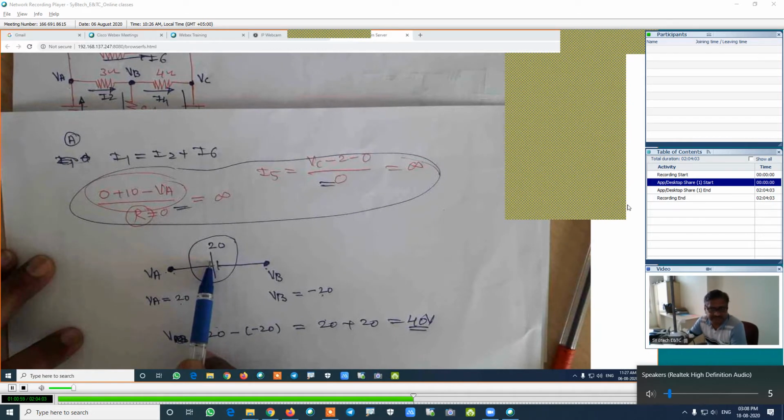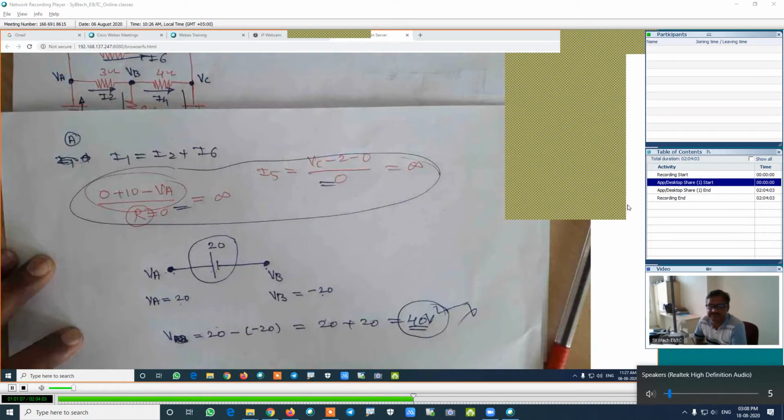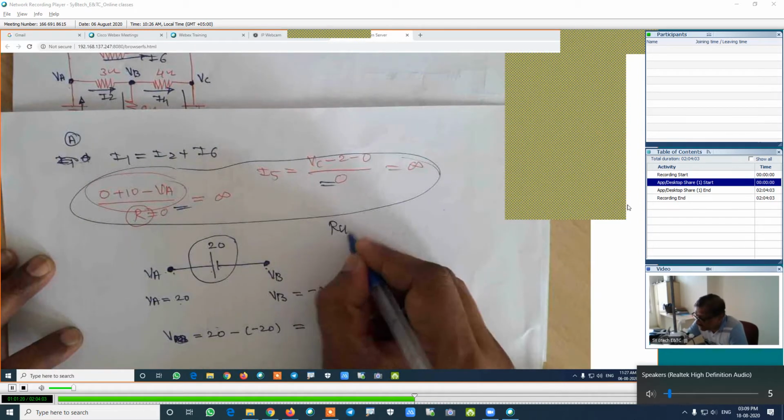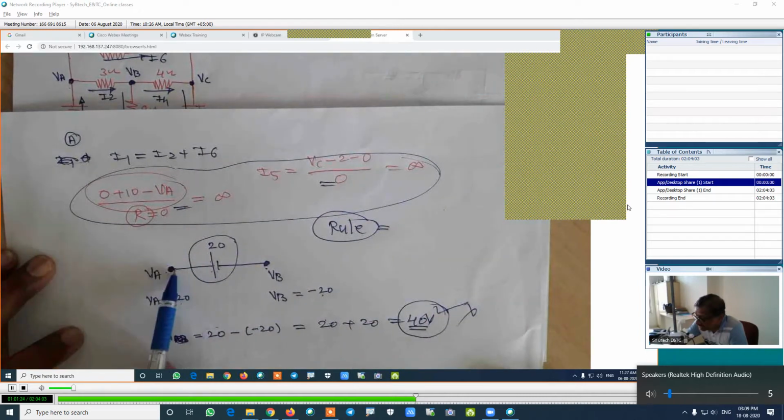Something is wrong. How is the case? Because if we are applying the 20 volt potential, the potential difference should not be greater than 20. Are you getting me? But if we are doing a calculation like this, in that case the potential is coming to be 40, somewhere we are making a mistake. What is that mistake? I will discuss.